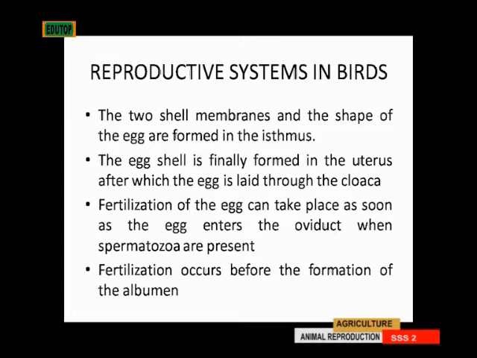Fertilization of the egg can take place as soon as the egg enters the oviduct when spermatozoa are present. Fertilization occurs before the formation of the albumen.